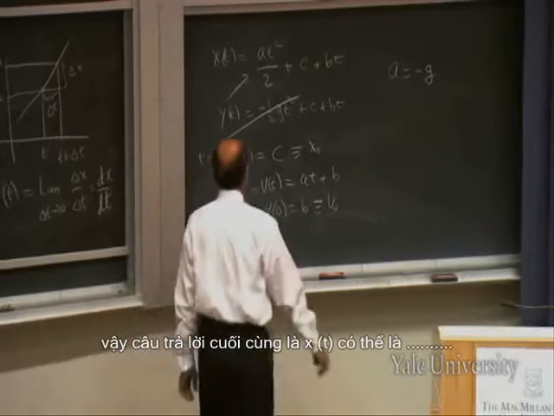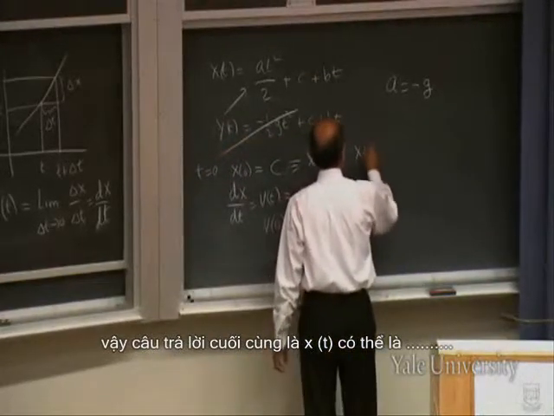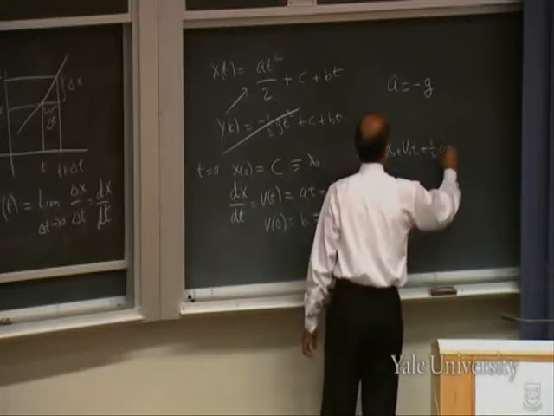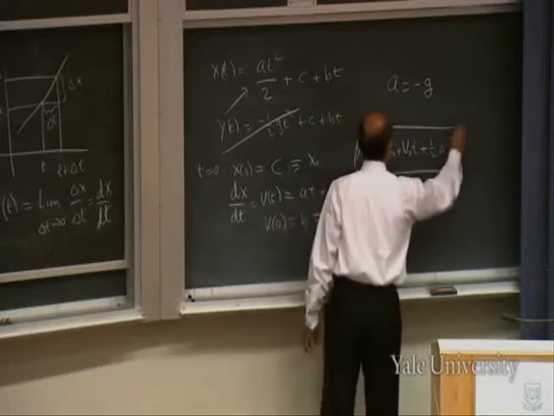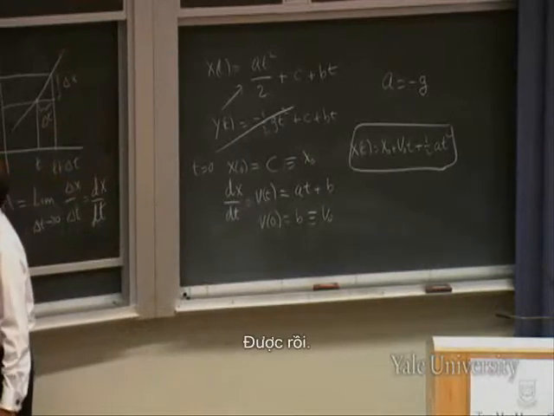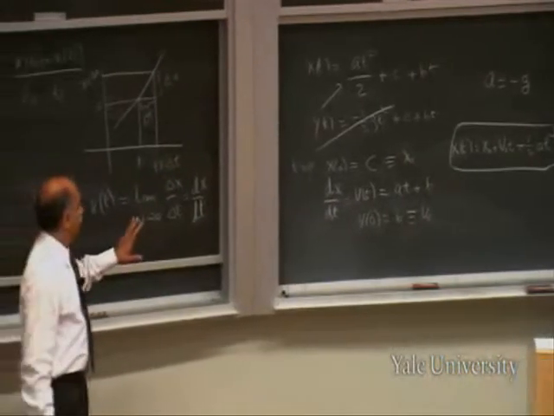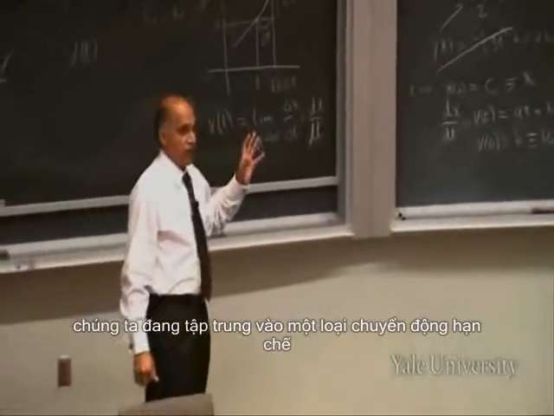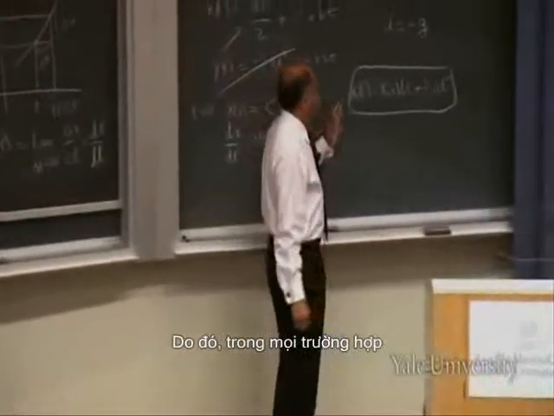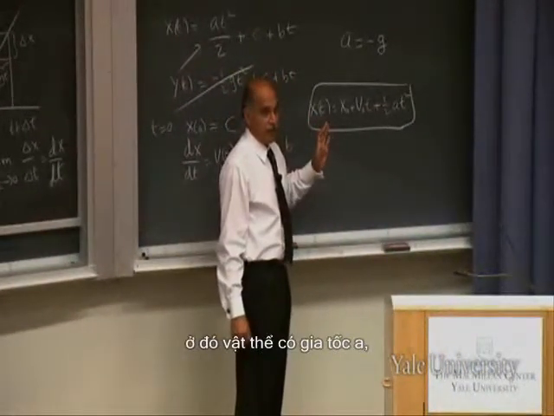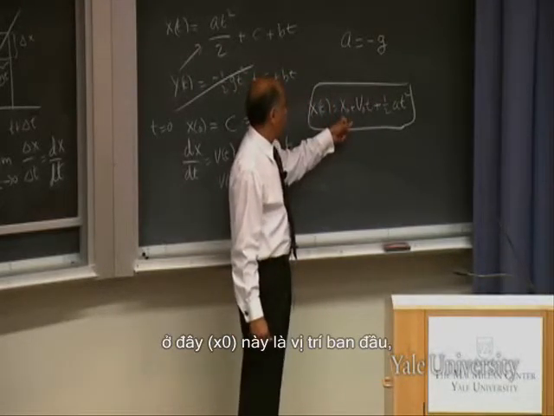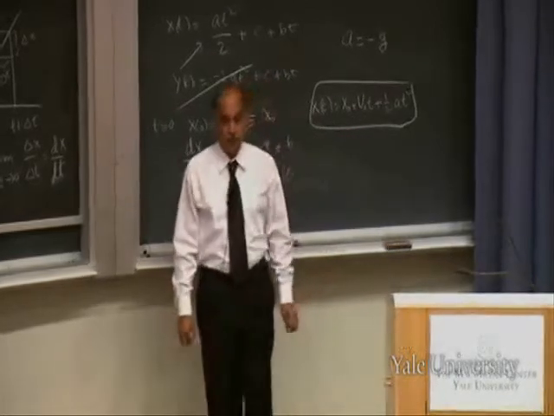Okay, so the final answer is that x of t looks like x naught plus v naught t plus 1/2 a t squared. So what I'm saying here is we are specializing to a limited class of motion where the particle has a definite acceleration a. Then in every situation where the body has an acceleration a, the location has to have this form, where this number is where it was initially. This was the initial velocity of the object.